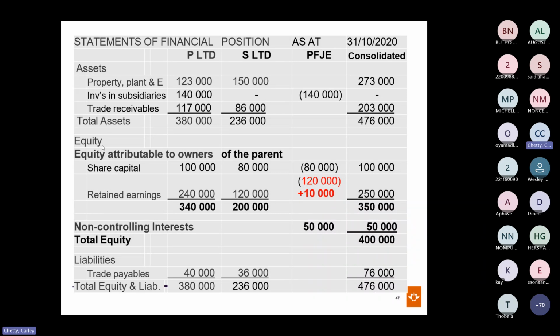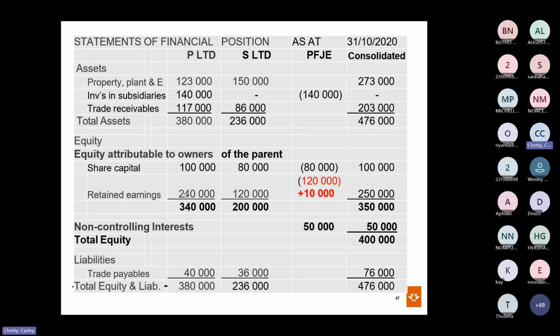Then we have equity. So equity here is going to be split between owners of the parent and the non-controlling interest. So for equity, we have share capital. P had 100,000 Rand and S had 80,000 Rand. And then remember the share capital in S was eliminated by a pro forma journal entry. So we're going to say share capital 100,000 in P plus 80,000 in S minus 80,000 in S. That will give us a consolidated share capital figure of 100,000. Then the retained earnings.